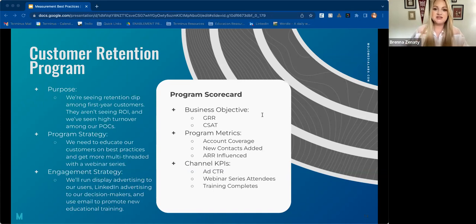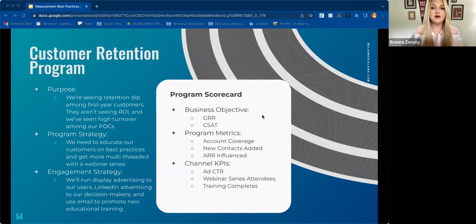So from a retention standpoint, let's say that we're seeing that our customers aren't sticking around as much with us after their first year, but we know that if we can keep them and retain them for a second or third year, that retention skyrockets. So ultimately, that first year is really critical.